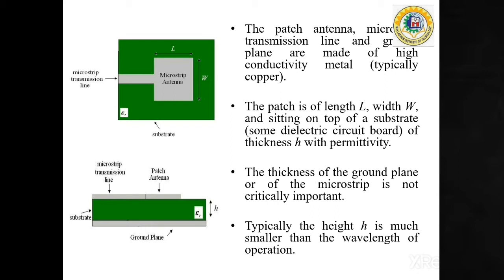The patch is of length L, width W and sitting on the top of a substrate. There is some dielectric circuit board of thickness H with permittivity epsilon. The thickness of the ground plane or of the microstrip is not critically important. Typically, the height H is much smaller than the wavelength of operation of the antenna.